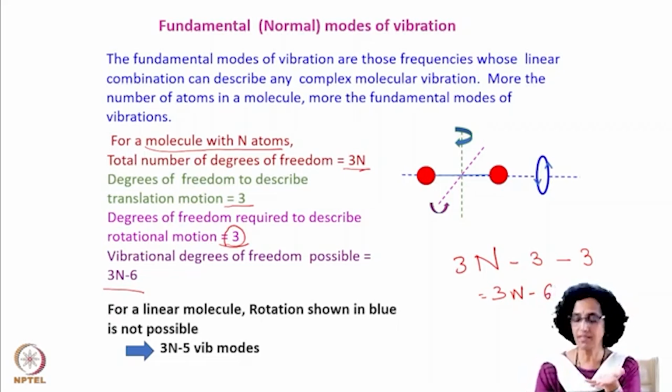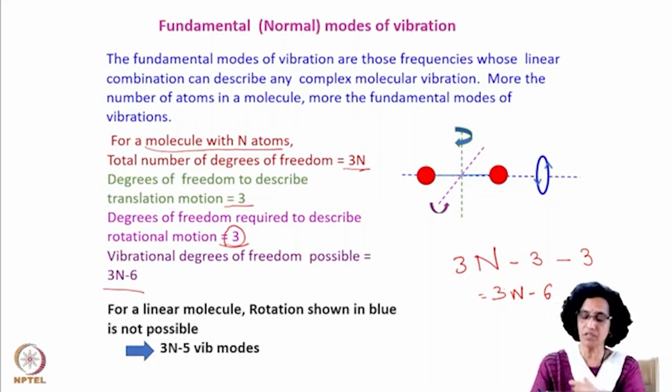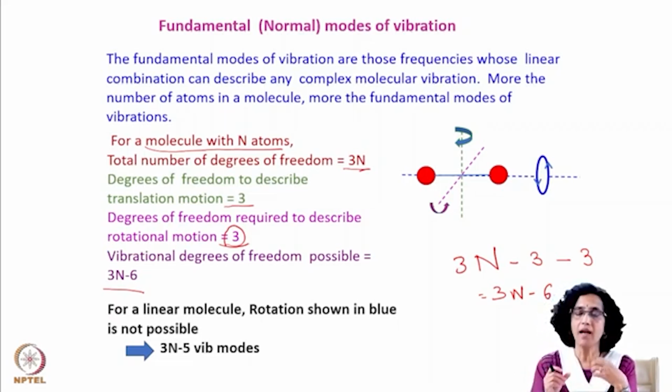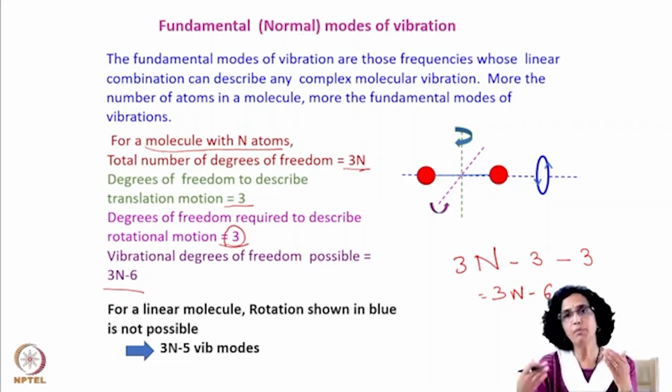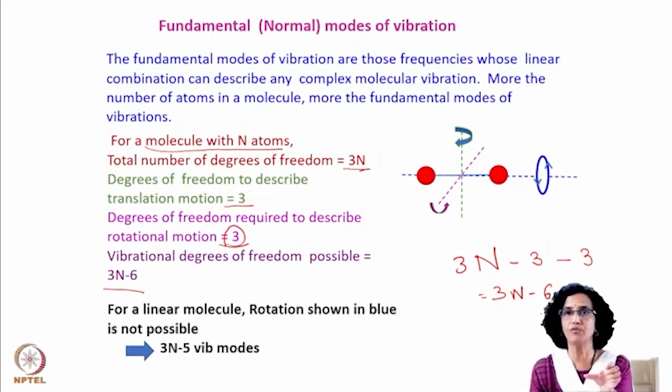So this is a very easy formula for us to know the number of normal modes of vibration. These are also called normal modes of vibration or fundamental modes of vibration, because basically these are independent of each other, and any complex vibration that a molecule may exhibit can be broken down or expressed as a linear combination of these normal modes of vibration or fundamental modes of vibration.